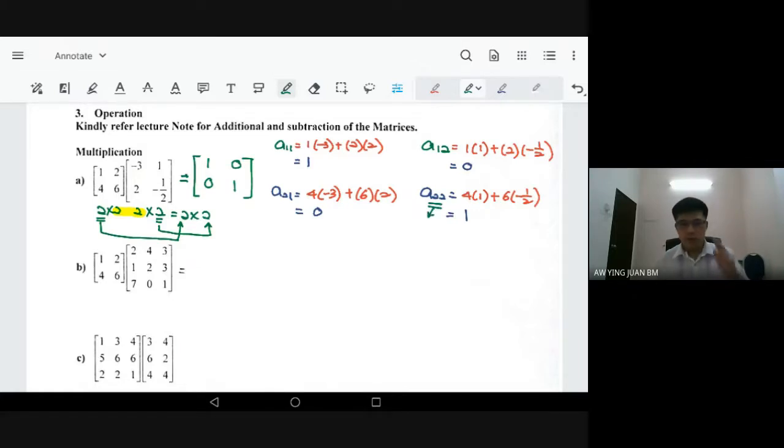Kita teruskan dengan soalan yang kedua, B. Mula-mula kita perlu tahu order dia 2 by 2. Matrices di belakang order dia 3 by 3. So, kena tengok dia matching ke tidak untuk pendaraban ni. Jika ya, anda boleh jawab seperti A. Jika tidak, seperti contoh B, maksudnya untuk jawapan ini adalah no solution.